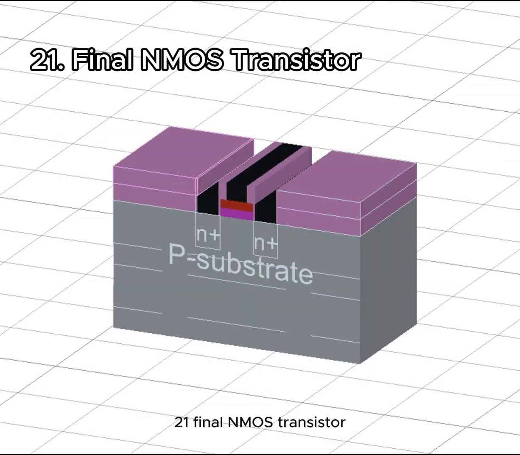21. Final NMOS transistor. This is the final NMOS transistor that is fabricated on a p-type substrate into which two heavily doped N+ regions are diffused. These N+ regions act as the source and drain terminals of the NMOS transistor. The device is now ready for integration into electronic circuits.